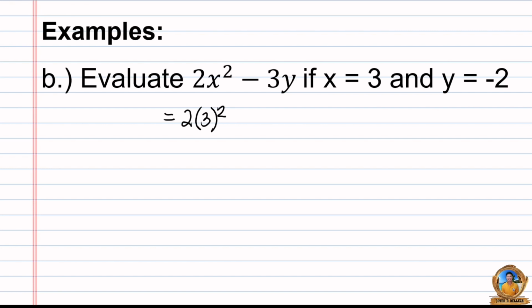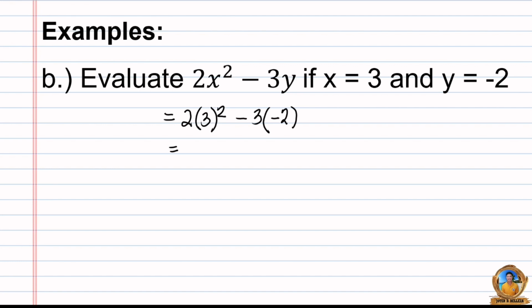Kasi we have the expression 2x squared. So we raise x to 2, which means, pag pinalitan natin si x ng 3, magkaroon na tayo ng 3 raised to 2. So minus 3 times the value of y, which is negative 2. So we have here negative 2. So following the GEMDAS rule, uunahin muna natin ang nasa loob ng grouping symbols, and then the exponent, and then proceed to multiplication and division, and then addition and subtraction, from left to right.